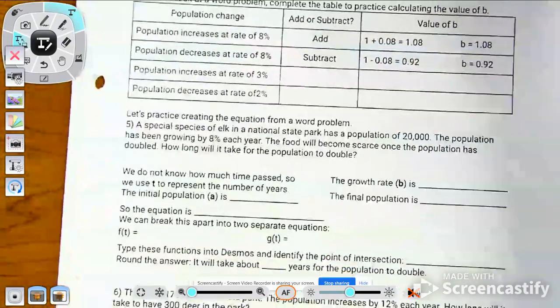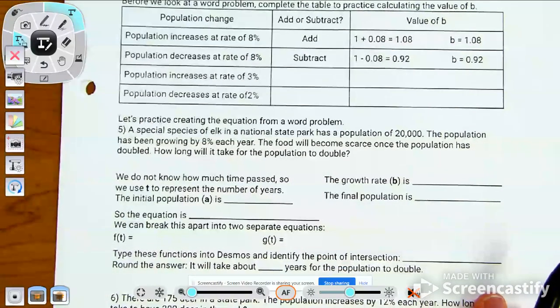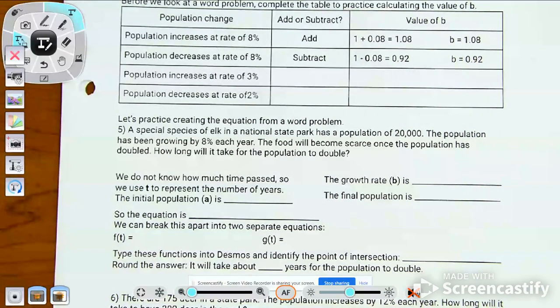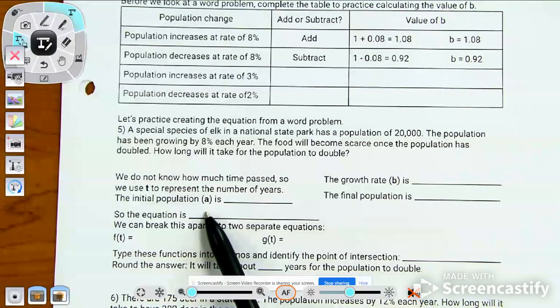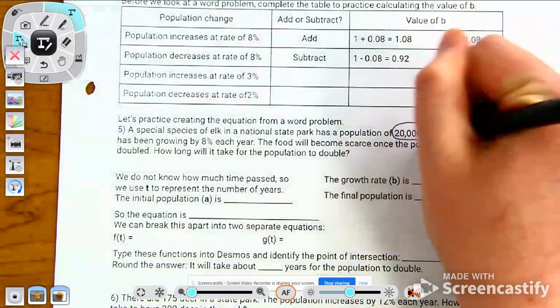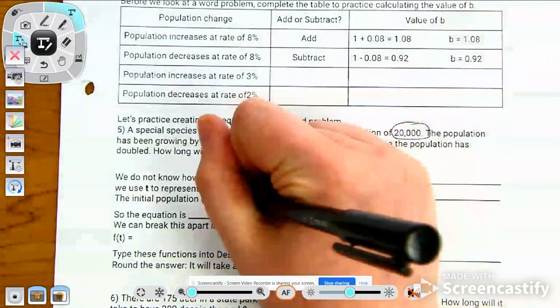So down here, we are looking at a special species of elk in a state park that has a population of 20,000. The population has been growing by 8% each year. However, the food will become scarce once the population has doubled. How long will it take for the population to double? So first we need to identify our values for a, b, and p of t. The initial population is 20,000. That's what it's currently at.